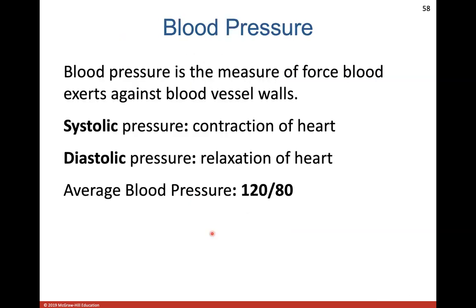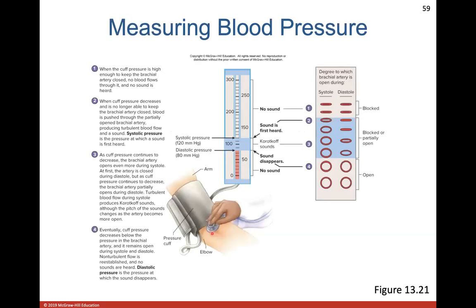So blood pressure now. We talked about arteries, veins, and now we talk about blood pressure. This is the measure of the force that the blood exerts against blood vessel walls. Systolic pressure is always when the heart contracts, and the diastolic pressure is always when the heart relaxes. We put those two numbers as a fraction with systolic on the top, diastolic on the bottom, and your average blood pressure is 120/80. Anything over that can be a little tricky or cause problems.